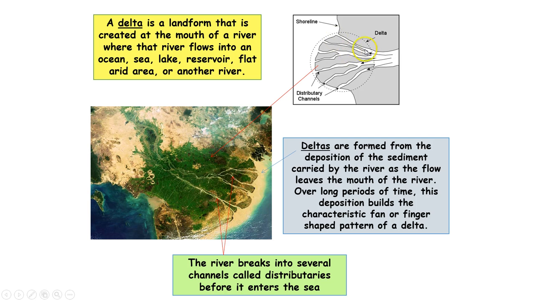So the delta here, different channels, what we call distributary channels. Okay, so the water's been distributed. That word comes from the word distribute. Distributary channels, where they fan off into different river mouths. The river breaks into several channels called distributaries before it enters the sea, as I just said.